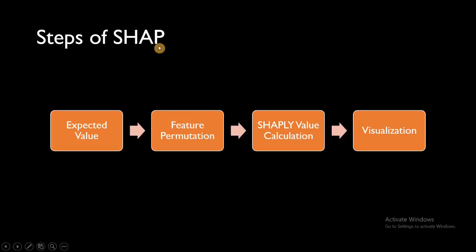The SHAPLY value is very simple. It has basically 4 steps. First, we need to know the expected value, which is nothing but the mean of our target. I'll talk about it. Then feature permutation, calculation of Shapley values, and finally the visualization of the feature importance.